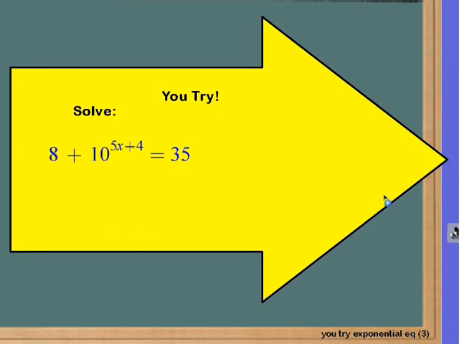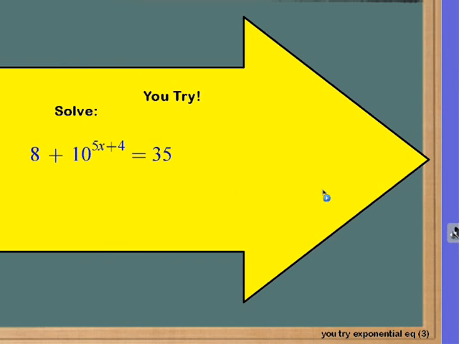Here comes your final You Try. Go ahead and see how you handle this problem. Come on back when you're finished. I'll have the answer for you. All right, so what are you thinking here? Are you thinking approximately negative 0.514?